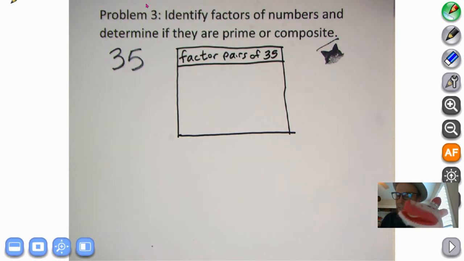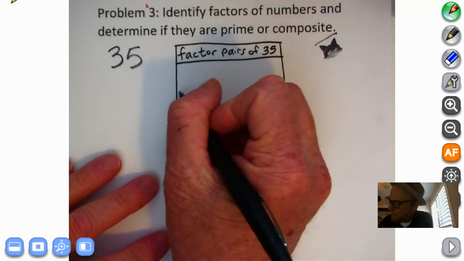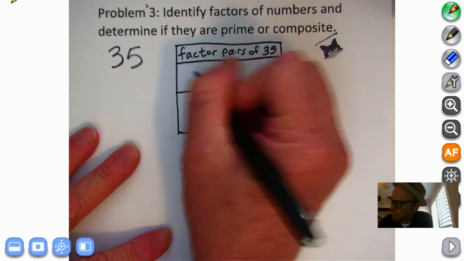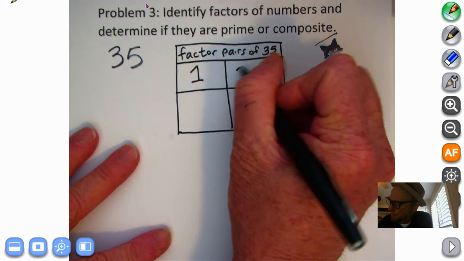1 and 35. Why is that? Because 35 times 1 is 35. That's called the identity property. Yes, it is. Can you explain that a little bit to us? Any number multiplied by 1 remains the same. Yep, perfectly said. Thank you, Princess Yvonne. So like Princess Yvonne said, 35 and 1 is our first factor pair, so I'm going to write 1 and 35.